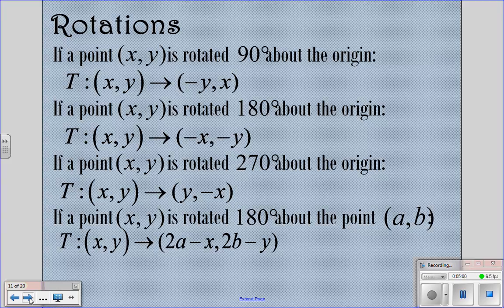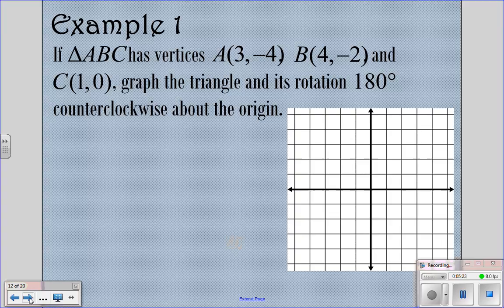If it's rotated 180 degrees about a point a, b, then the formula is 2a minus x, comma 2b minus y. So if it's rotated 180 degrees about some random point, not the origin, then you do 2a minus x, 2b minus y. Okay? So let's look at an example. So if y'all would like to get some graph paper, y'all can get some, or you can do it on little graphs that are at the front. It doesn't matter to me. So we're going to graph A, 1, 2, 3, and then down 4.